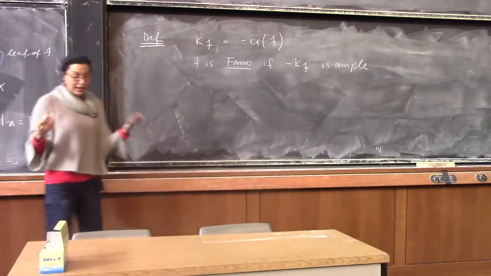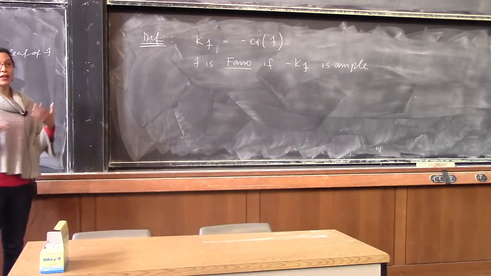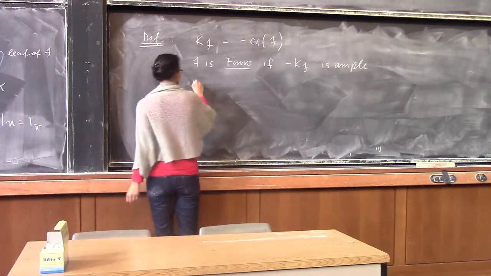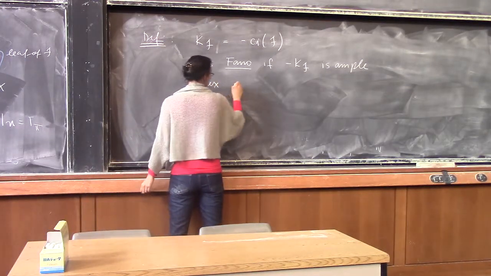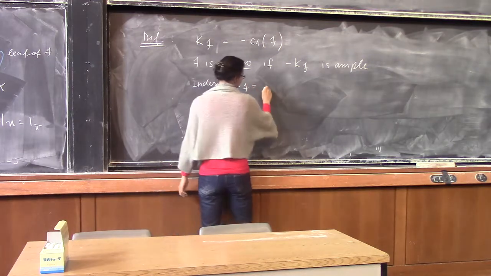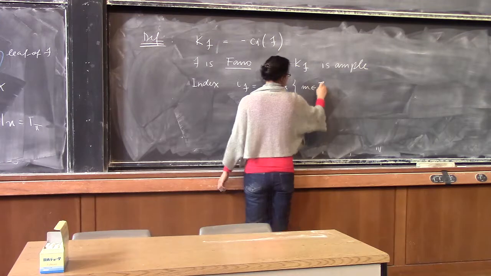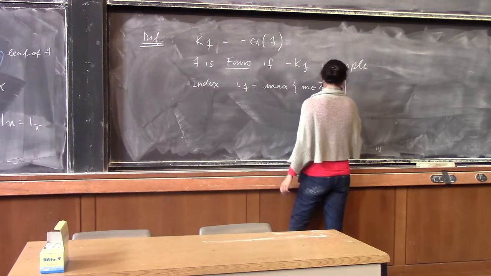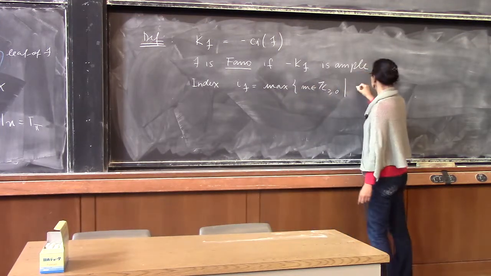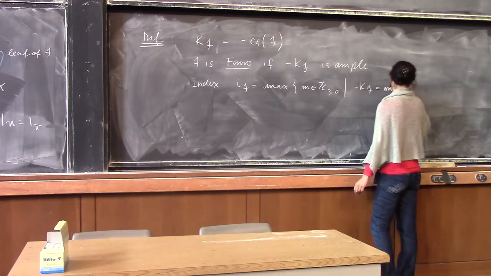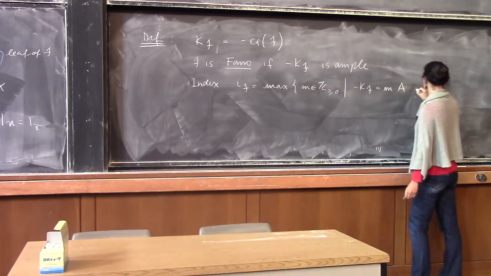And as in the case of Fano manifolds, where we can define the index of a Fano manifold, here we can do the same thing. We can define the index of a Fano foliation to be the largest integer m such that the anticanonical class writes as m times some ample line bundle.